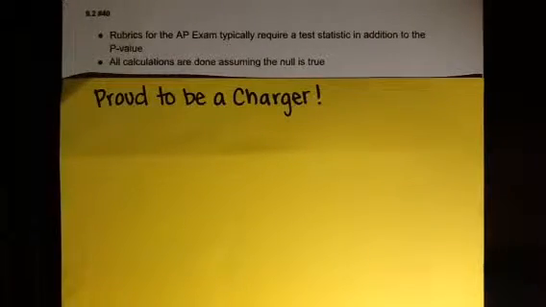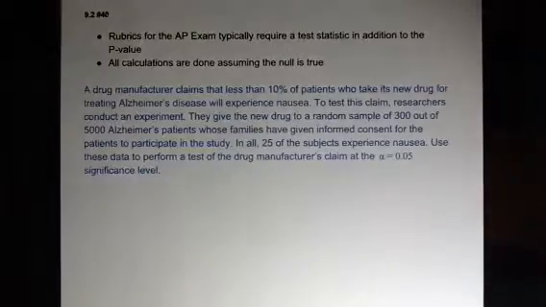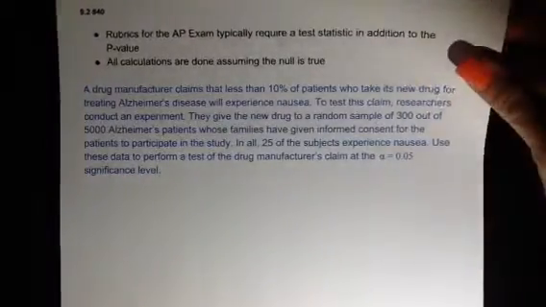So now to get to number 40, we're going to look at that problem. A drug manufacturer claims that less than 10% of patients who take its new drug for treating Alzheimer's disease will experience nausea. To test this claim, researchers conduct an experiment. They give the new drug to a random sample of 300 out of 5,000 Alzheimer's patients, whose families have given informed consent for the patients to participate in the study. In all, 25 of the subjects experienced nausea. Use these data to perform a test of the drug manufacturer's claim at the alpha equals 0.05 significance level.